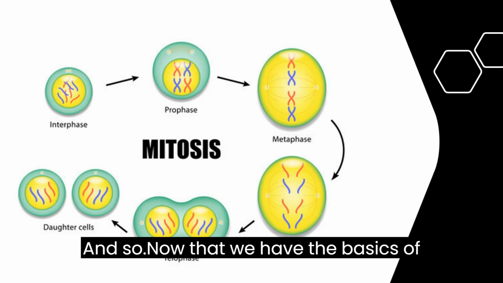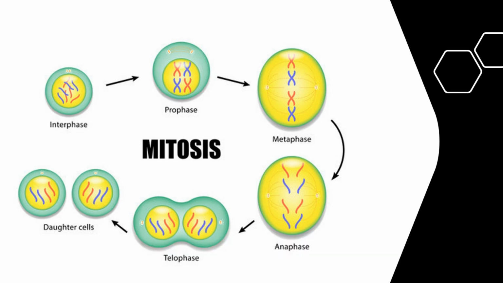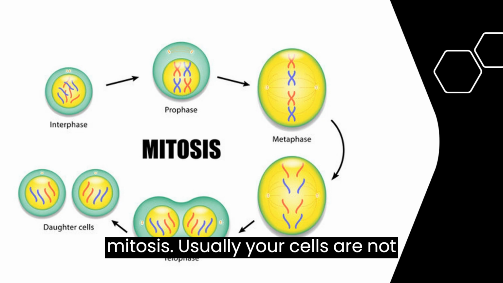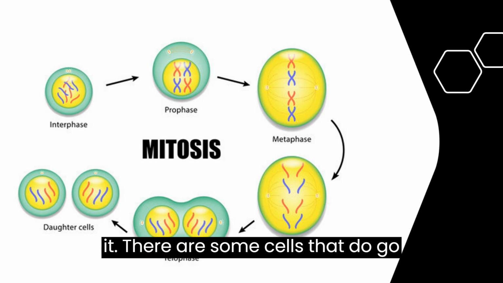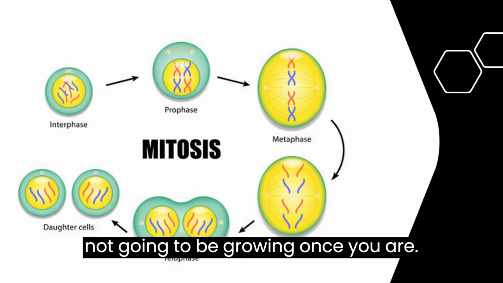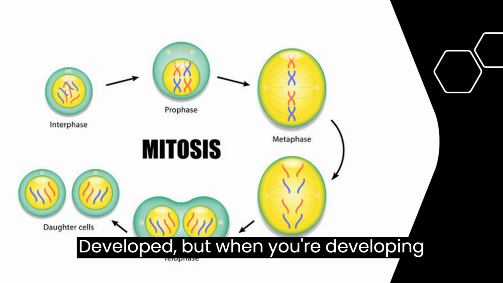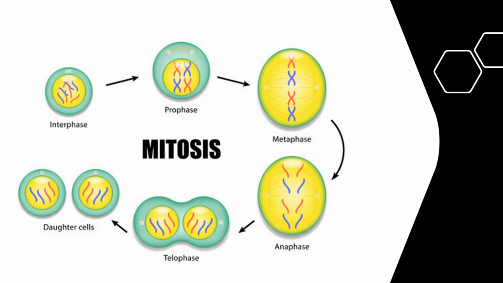And so now that we have the basics of the cell, I'm just going to talk a little bit about cell division, mitosis. Usually your cells are not going through mitosis unless there's damage to them, if they have to replace it. There are some cells that do go through mitosis more often because of their exposure to the environment. But usually your cells are not going to be growing once you are developed. But when you're developing from a giant cell into an organism, you do go through rapid cell division. And one of them is called mitosis.